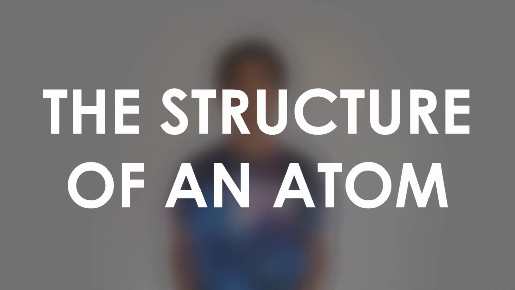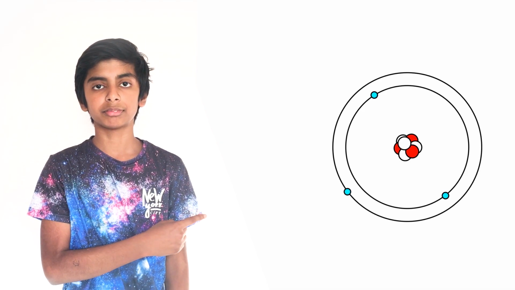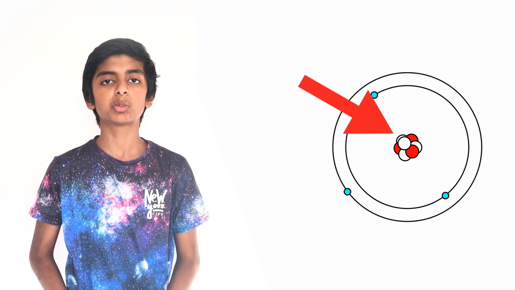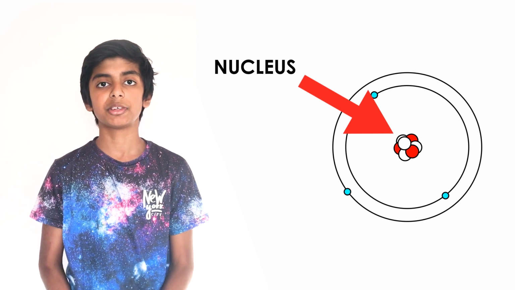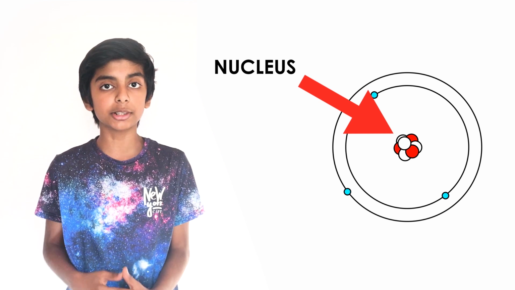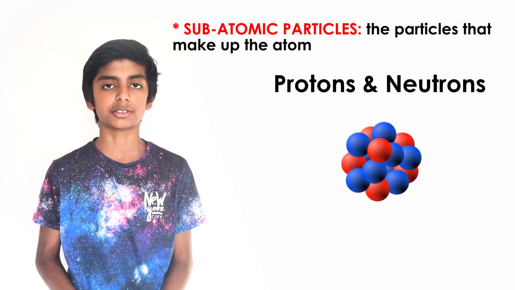Today we're going to be learning about the structure of an atom. Atoms are what make up the universe and everything. And here is a diagram of an atom. As you can see in the center, there is a point. This point is called the nucleus. It is the center of the atom and can be divided into subatomic particles called protons and neutrons.